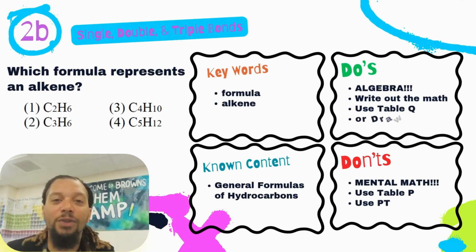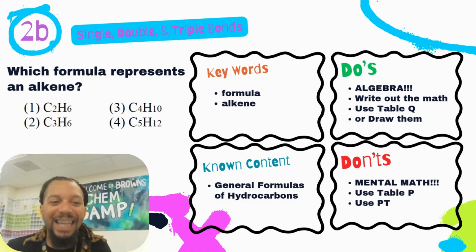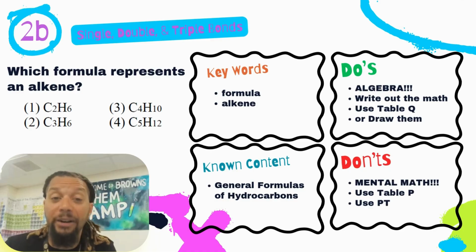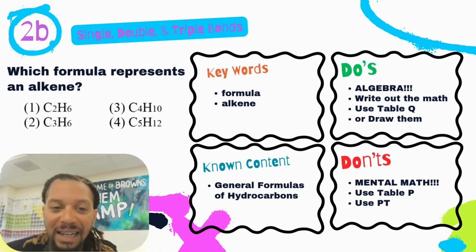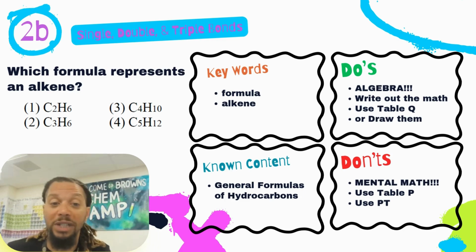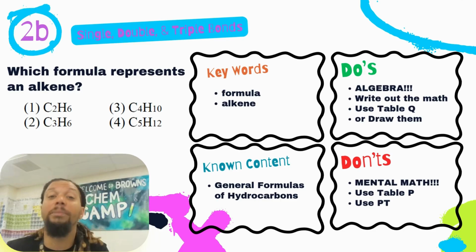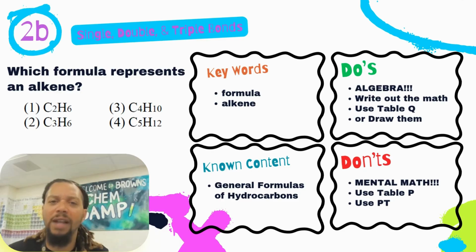In our next question in the single, double, and triple bonds category, which formula represents an alkene? Keywords here: formula and alkene. Our known content: the general formulas of hydrocarbons and where to find them, how to use them. That's what we need to know here. What we're going to do: some algebra. Yes, we're going to write out all of our math on paper. We're going to use table Q, or we can draw them, but that takes a lot of trial and error.